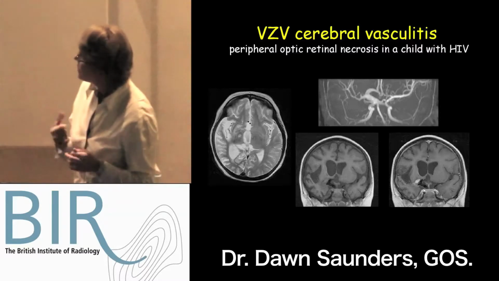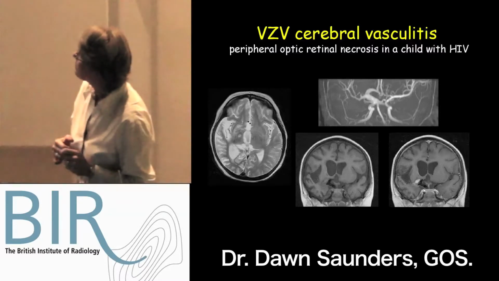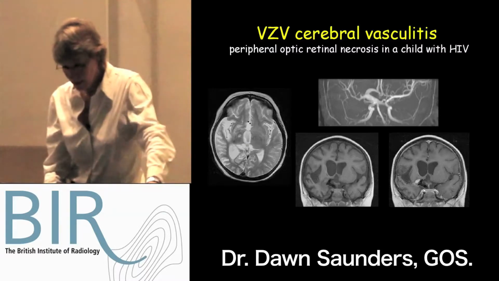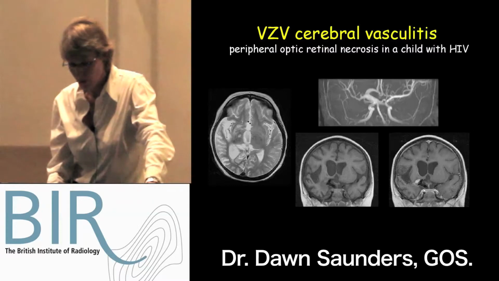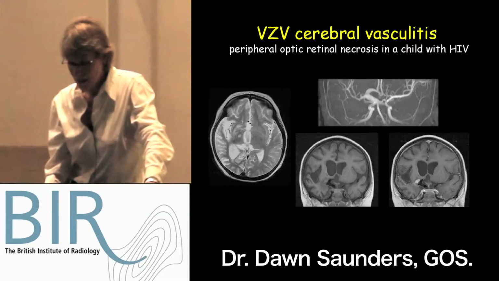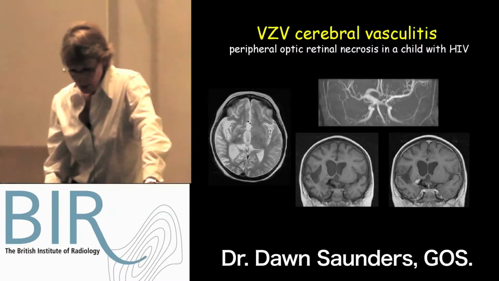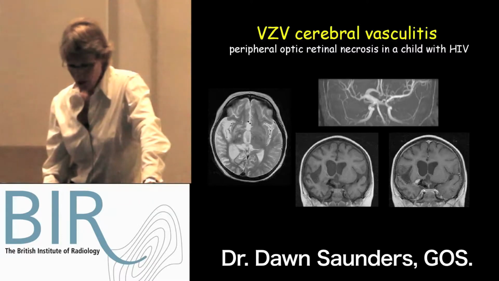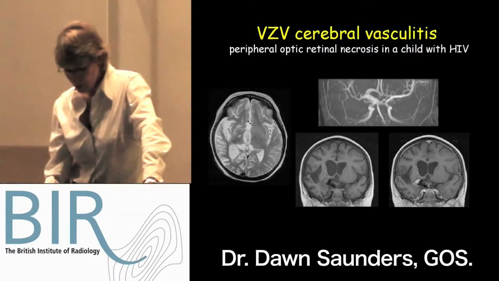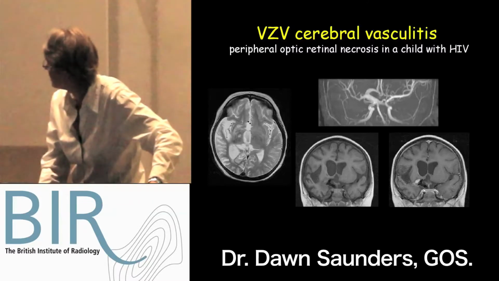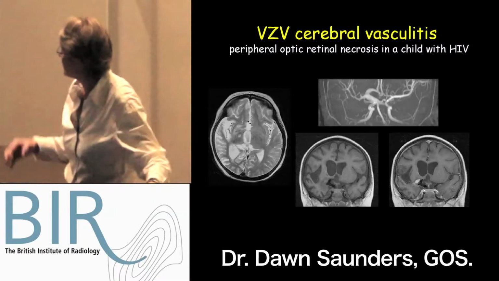There are other manifestations of varicella zoster vasculitis, and this is a child with HIV who had a peripheral optic retinal necrosis and this dilated terminal internal carotid going into the anterior and proximal middle cerebral artery. And you can see this chronic infarction of the right middle cerebral artery territory. What I'm trying to demonstrate in the post-contrast is this enhancement that you see in the vascular wall.